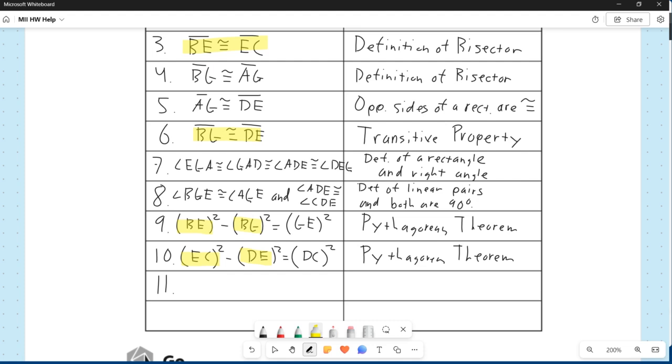well, if BE is the same thing as EC, and if BG is the same thing as DE, then what that means is GE squared has to be the same thing as DC squared, right? Because everything that goes into those equations is the same, so therefore the result has to also be the same, and that's just substitution. That's algebra. That's not even geometry. That's just manipulating my equations. So GE squared is the same thing as DC squared.